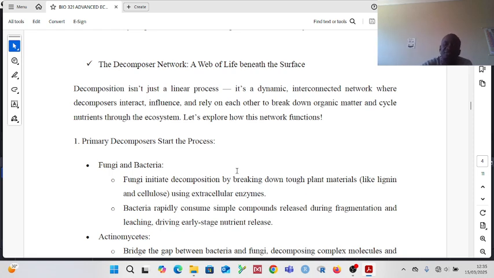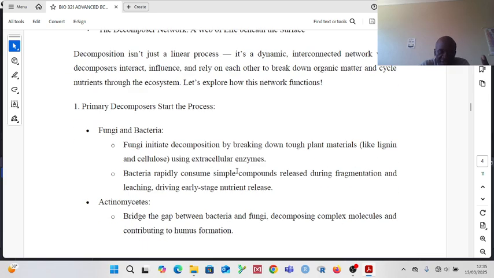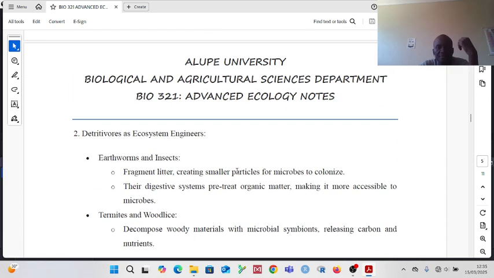So the primary decomposers, these are things like fungi, bacteria, the actinomycetes. Then, after the primary decomposers, the bacteria, the fungi, the actinomycetes have set off the process, now the detritivores come in to help engineer the ecosystem. So earthworms and insects will fragment the litter by creating smaller particles. So upon creation of smaller particles, the microbes will now colonize. They will have increased the surface area.